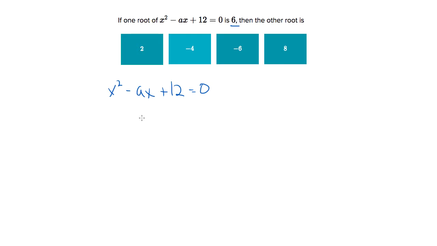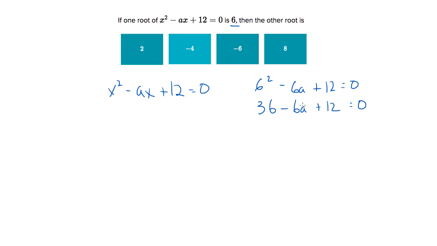Because when you're trying to find roots of a binomial like this, you're going to want to factor it, but we can't factor it if we don't know one of the numbers yet. Okay, so what we're going to do is go ahead and plug 6 in. We're going to get 6 squared minus 6a plus 12 equals 0. So that gives us 36 minus 6a plus 12 equals 0.